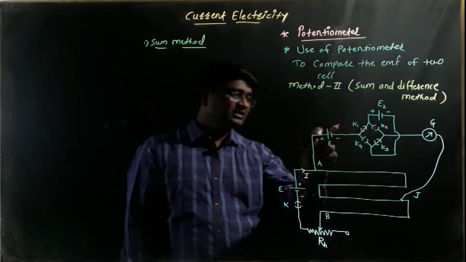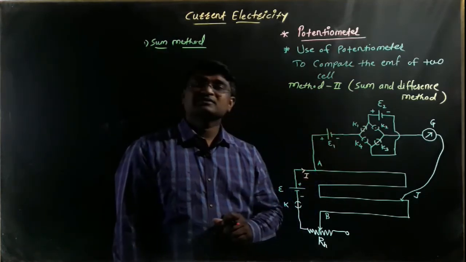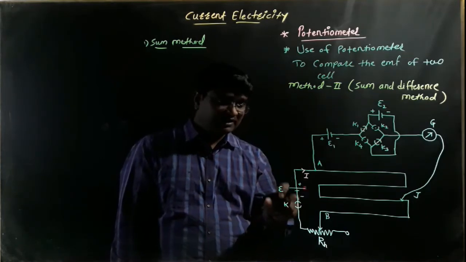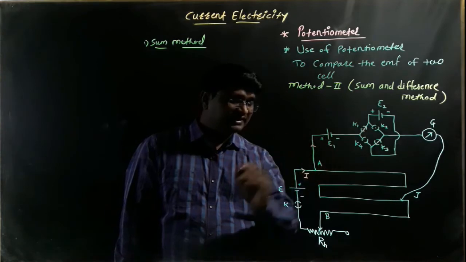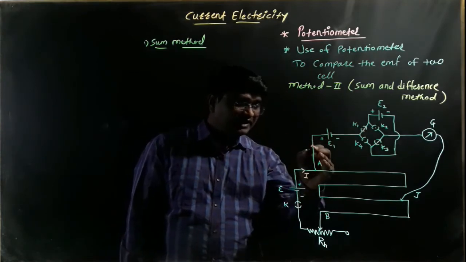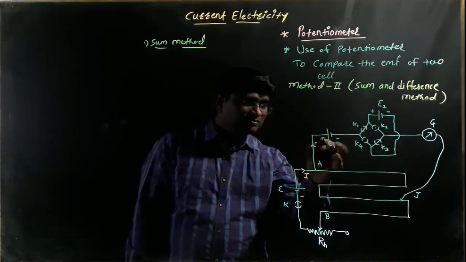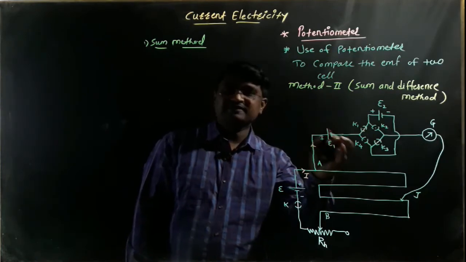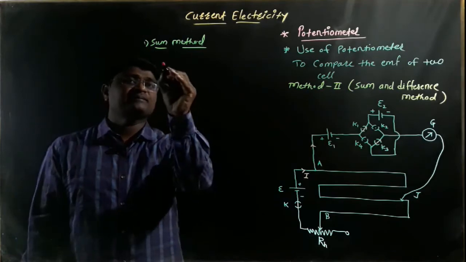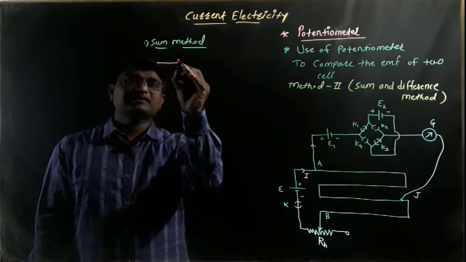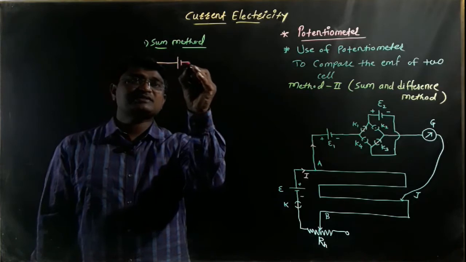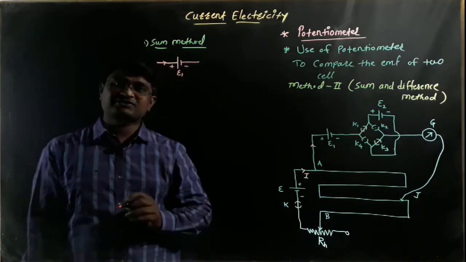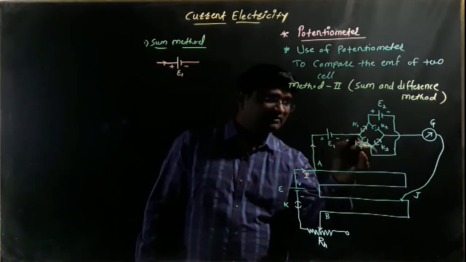And what happens when the keys K1 and K3 are closed? Now the main key is also closed, and through the main key electric current passes through the circuit. Let's see the direction of electric current. The electric current passes through the positive terminal of cell epsilon 1 to the negative terminal. So we can draw this condition here. This is the direction of electric current. This electric current passes through the cell epsilon 1 from positive to negative terminal. This is the direction.